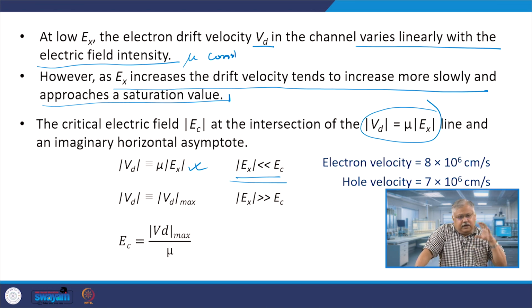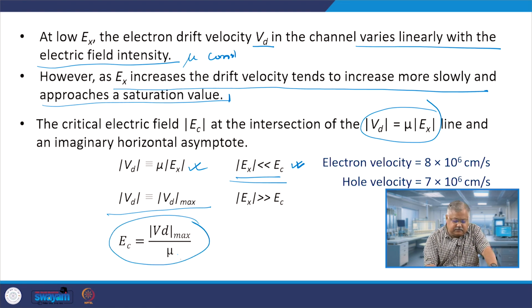Though not a very good picture, at least for the first go at the subject, this gives you an idea. So, it tells me that when my Ex is less than Ec, my Vd is almost mu times Ex, right, and that gives you the value. When Ex is much larger than Ec, then Vd is exactly equal to Vd max, which means that the maximum saturation velocity has been reached. Therefore, we define the critical velocity as Vd max by mu, right. Mu is the mobility of the charge carriers.